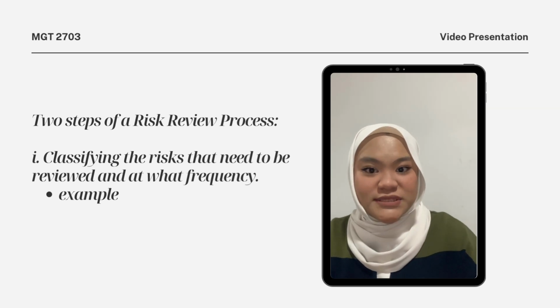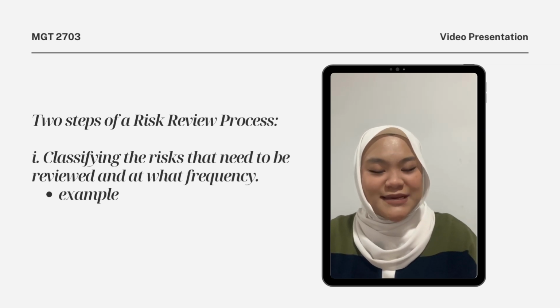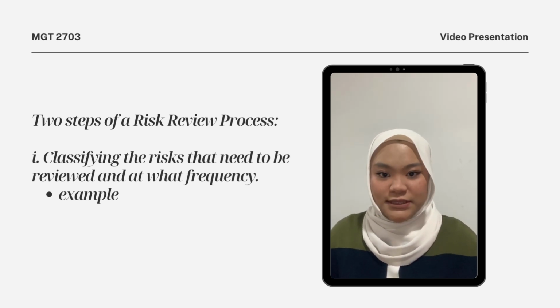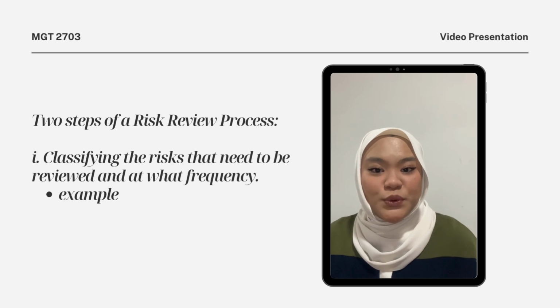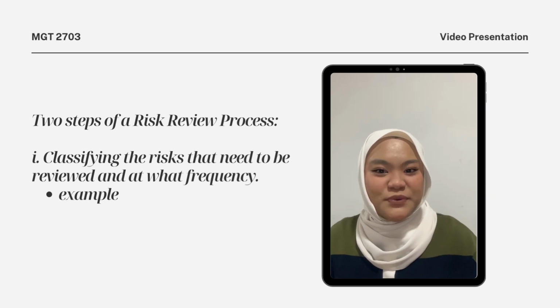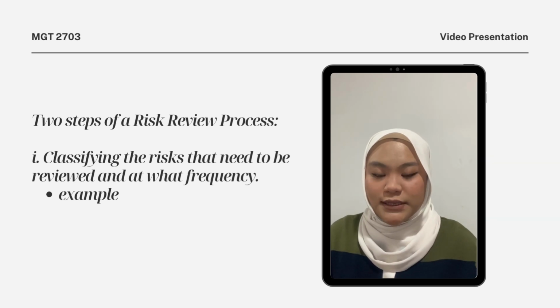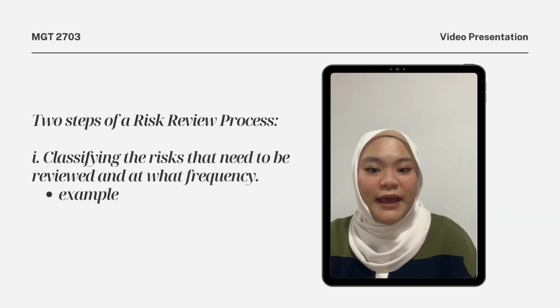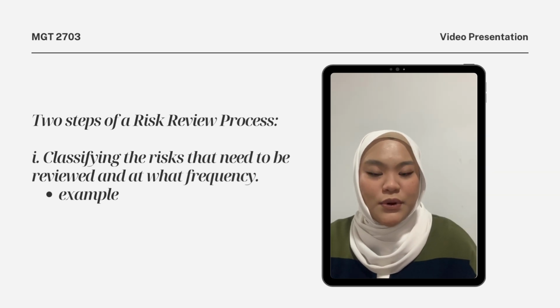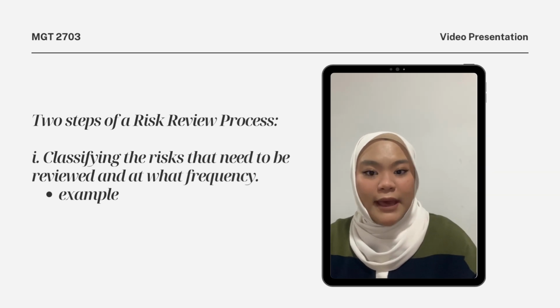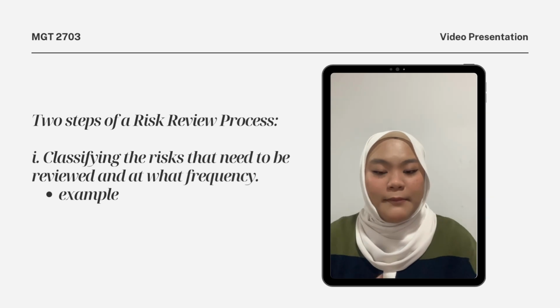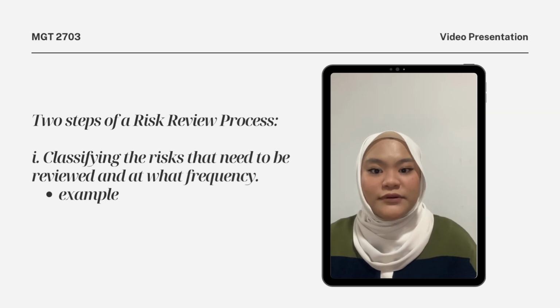There are 2 steps in a risk review process. Step number 1 is classifying the risks that need to be reviewed and at what frequency. In this step, we need to classify the risks that need to be reviewed, and then we decide how often we need to review them. Some risks are high impact and fast changing, which may need a monthly review. But for low impact and stable risks, it might only need a yearly review.